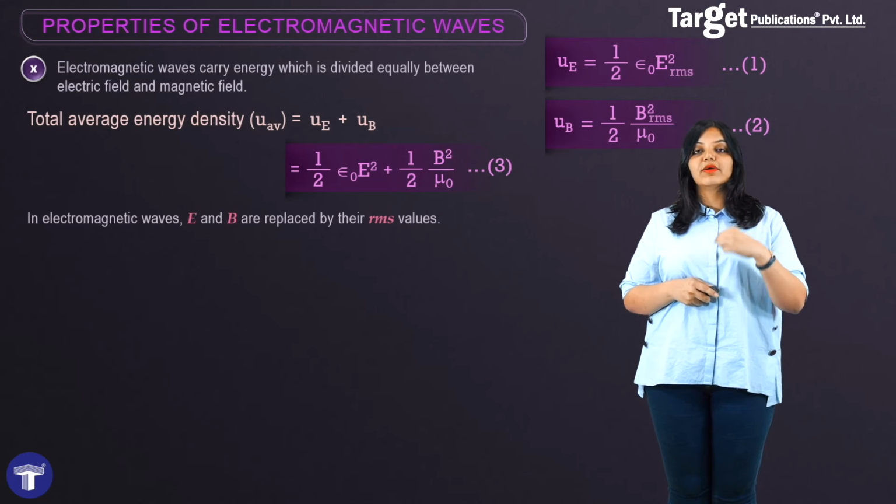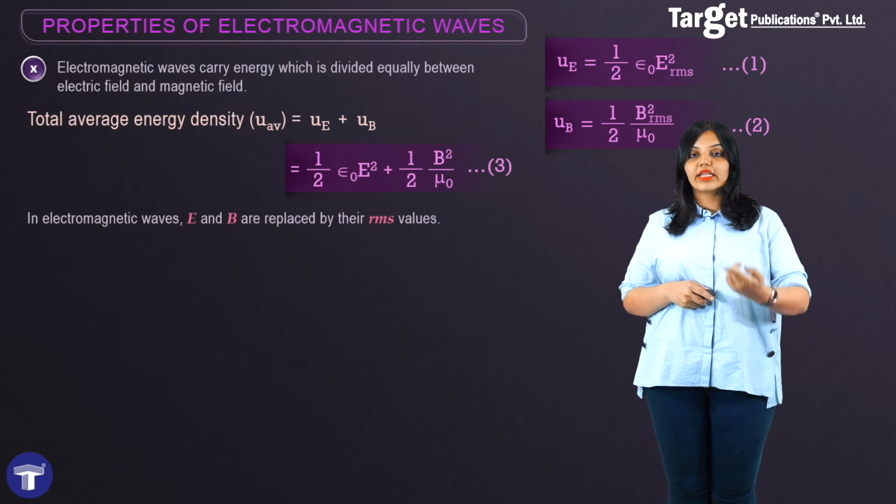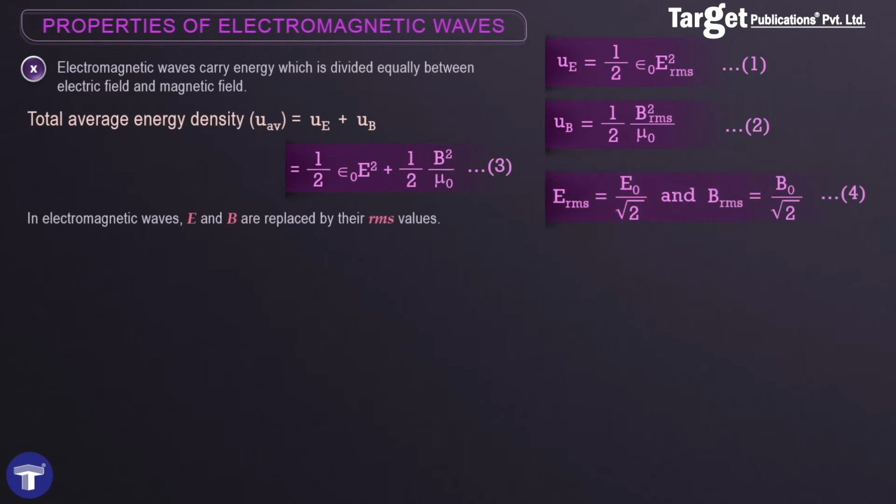the same equation, but you replace the E and B with their RMS values, where E RMS is equal to E naught upon root 2 and B RMS is equal to B naught upon root 2, where E naught and B naught are the maximum values of the electric and magnetic fields respectively.